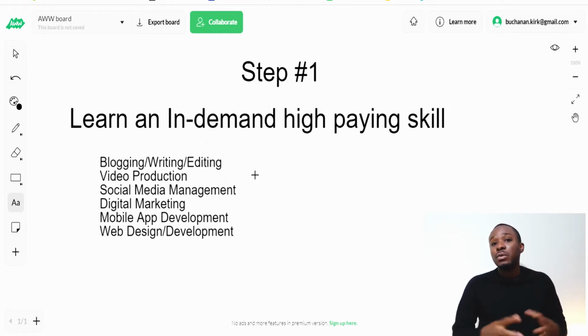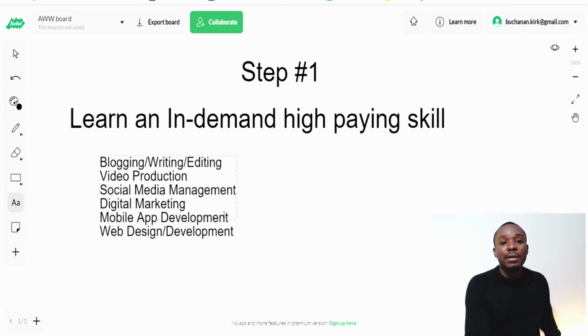Let's say, for example, you worked a 9 to 5. You could dedicate 3 to 5 hours per day in learning one of these skills, and within a year or 6 months you could actually have enough knowledge to actually start monetizing that skill, even less depending on how fast you learn and how dedicated you are to learning these skills.